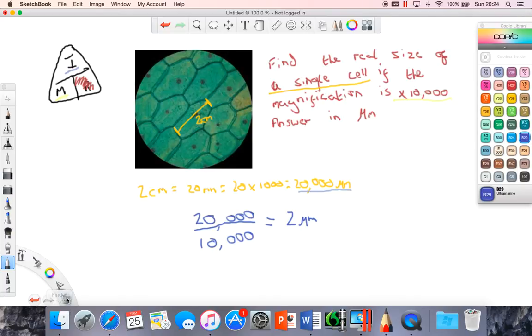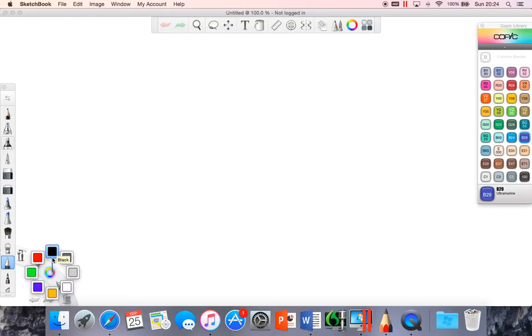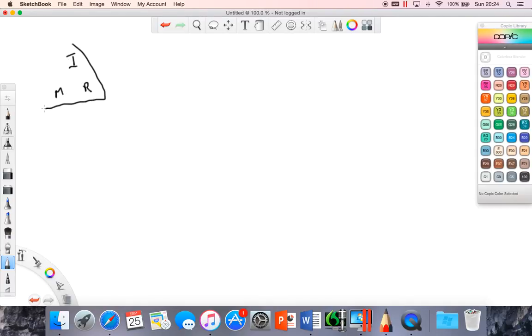Okay, another one which we can do, so if we go to new, don't save, and we put our triangle back here, image size, magnification, and real cell size, like so. We put our triangle together, and we add another image.